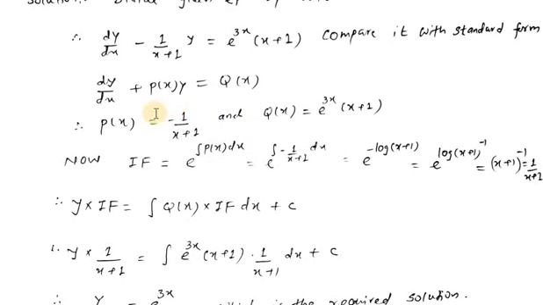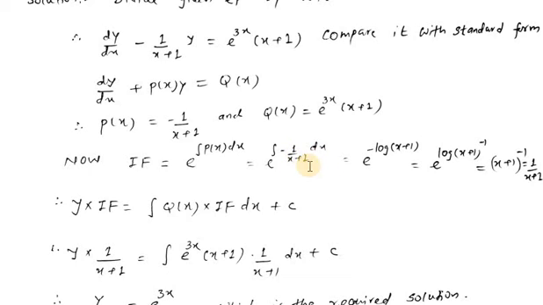So by comparison we have p of x is minus 1 over x plus 1 and q of x is e raised to 3x into bracket x plus 1. So first of all we will find out the integrating factor, that is equals to e raised to integration p x dx. So e as it is, integration p of x is minus 1 over x plus 1 dx.